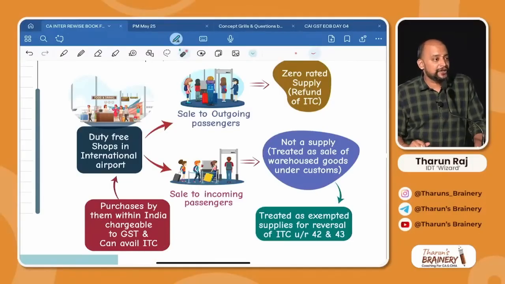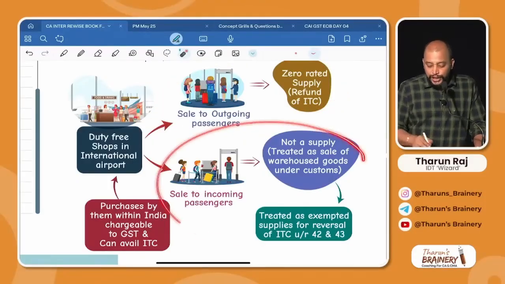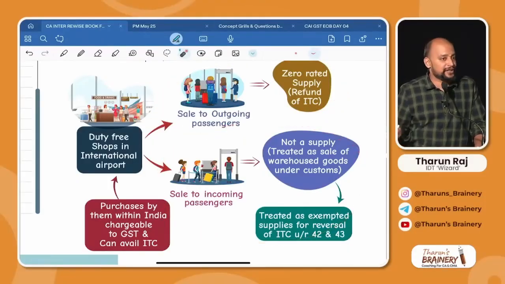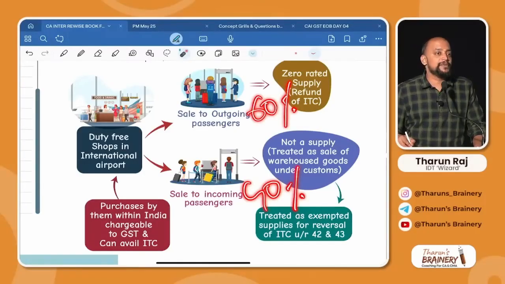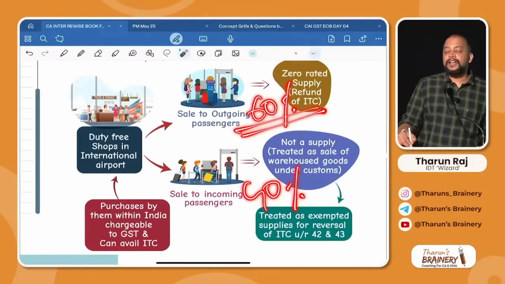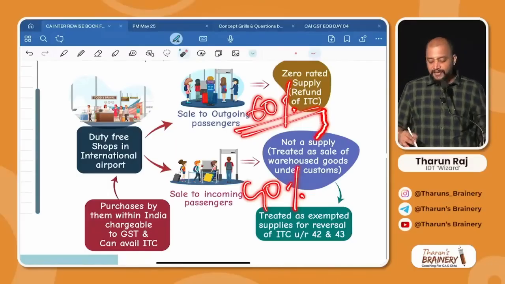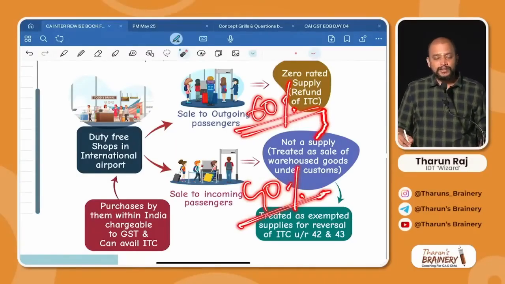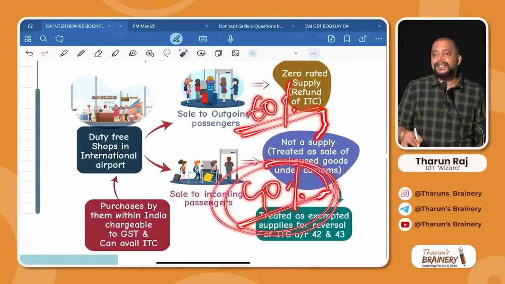Why can they not enjoy full ITC? Proportionate to zero rated turnover they can take; proportionate to the sale to incoming passengers they cannot take. For example, 60% is sold to outgoing passengers, 40% to incoming passengers. How much ITC can they take? Only 60%. Because when my outward supply is zero rated, I can take ITC on my inward supply. When my outward supply is not taxable, that is exempted, I cannot take ITC on my inward supply. So proportionate to this, ITC is not available.